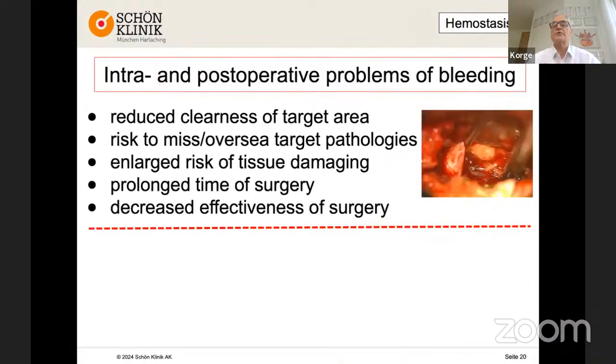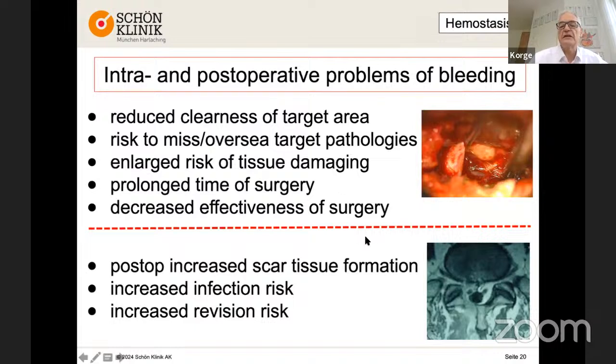This is the topic of intradural or dural problems. But the other thing is intra- and post-op problems of bleeding. So to switch over now to bleeding and hemostasis, if you have an intraoperative bleeding and you do not see your target area, you have a reduced clearness, you might overlook your pathologies, you have a risk of tissue damaging, prolonged time of surgery, and decreased effectiveness. But this is only intraoperatively.